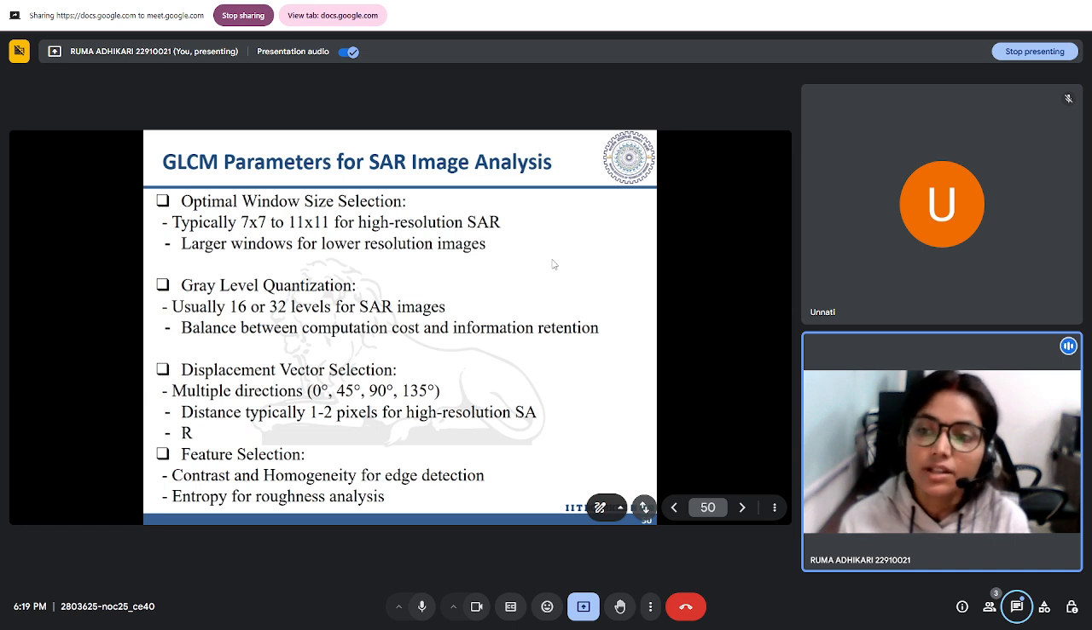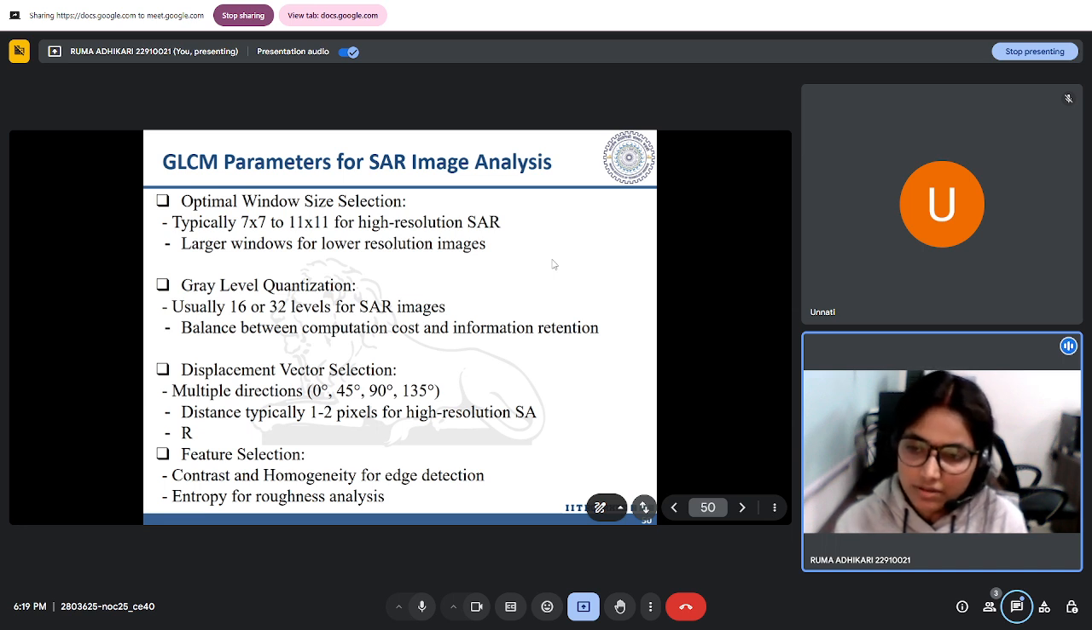Now how to select the gray level quantization? These all options are there in software. So gray level quantization is usually 16 or 32 levels for SAR image, and it balances computation cost and information retention. Displacement vector selection, we will select according to distance, typically 1 to 2 pixel for high resolution.